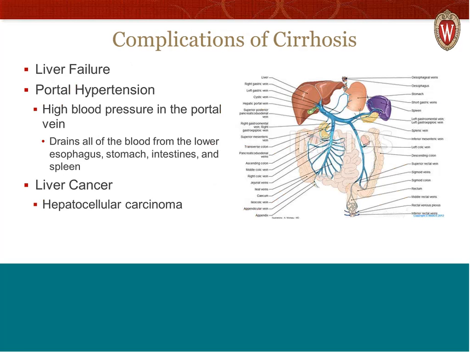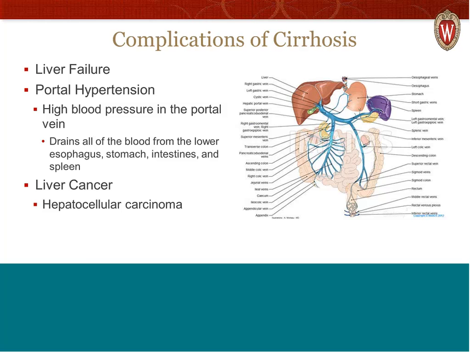Don't mind all the little busy words over there on the side. But the complications of cirrhosis really fall mostly into three categories. There are other complications besides this, but the big ones are these three. The first one is that the liver can start to fail. The liver is a vital organ. It has a lot of important functions, and it can stop doing those functions with cirrhosis.